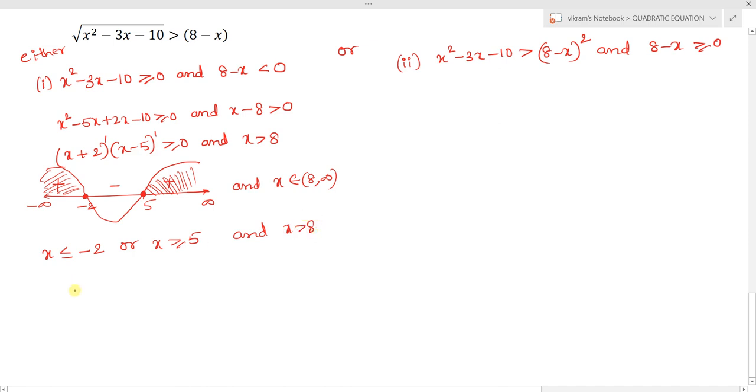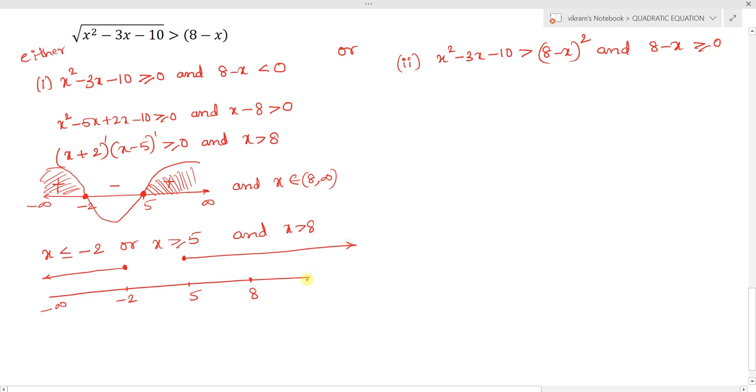Now try to summarize this. How can we summarize these values? From the first one, we have -2, 5, and 8. The first case is x less than or equal to -2, so -2 has to be included in the solution. It is from minus infinity to -2, and x greater than or equal to 5 means x is from 5 to infinity.